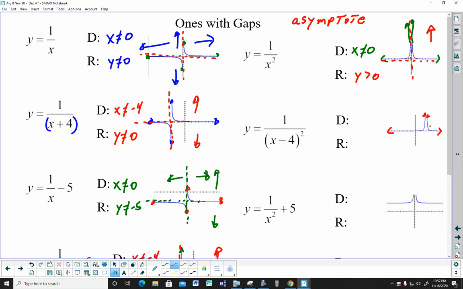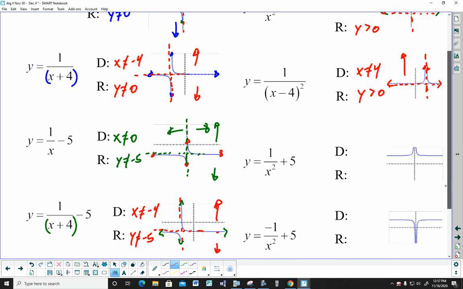Domain, you can go as far left as you want, as far right as you want, but you've got this gap, and the gap, because of that vertical asymptote right here, is at 1, 2, 3, 4. So x cannot be 4. Range, you can go as high as you want, but you can't go as low as you want because of the horizontal asymptote. The horizontal asymptote is at 0, so it's just like this one. Y is greater than 0. It does not include it because of that asymptote.